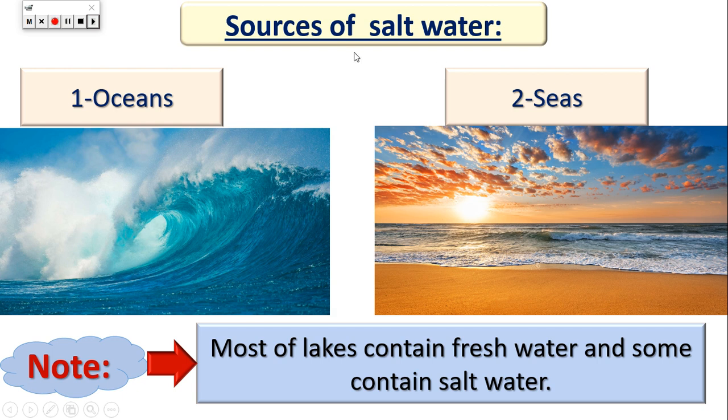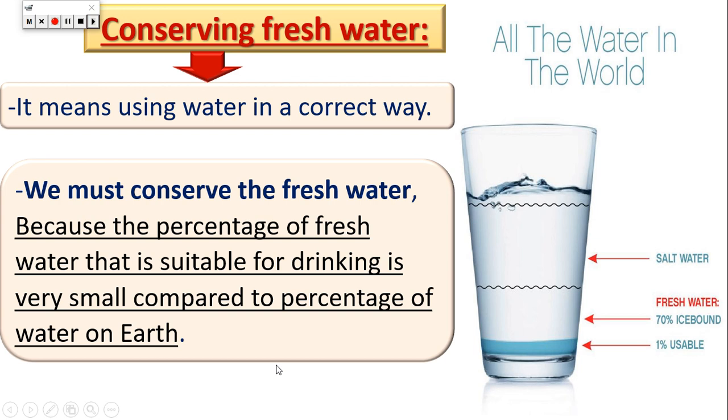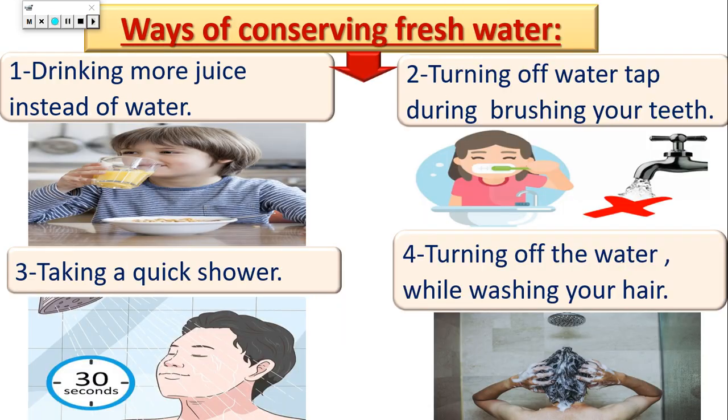Sources of salt water, oceans and seas. And we know before that most of the lakes on Earth contain fresh water, but sometimes contain salt water. Conserving the fresh water. Conservation of using fresh water means using water in a correct way and avoiding wasting it. We must conserve the fresh water. Why? Because the amount of fresh water that's suitable for our use is very small.